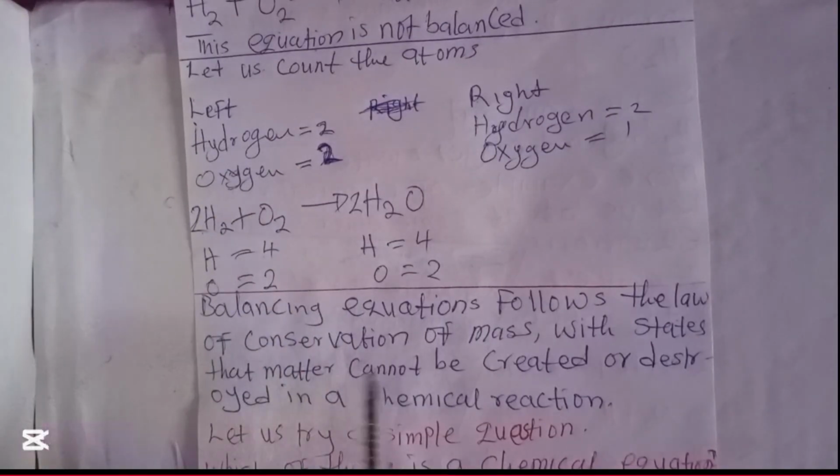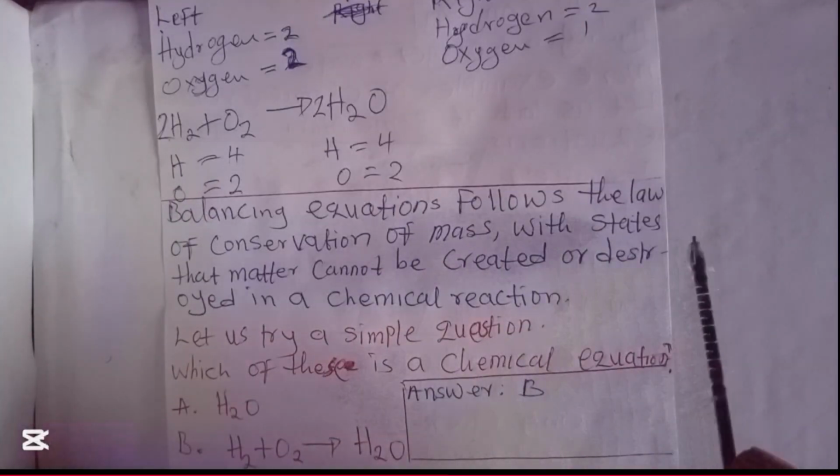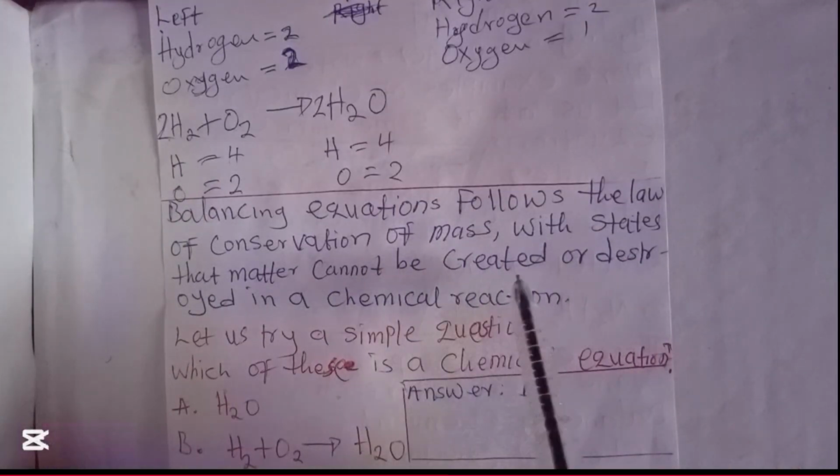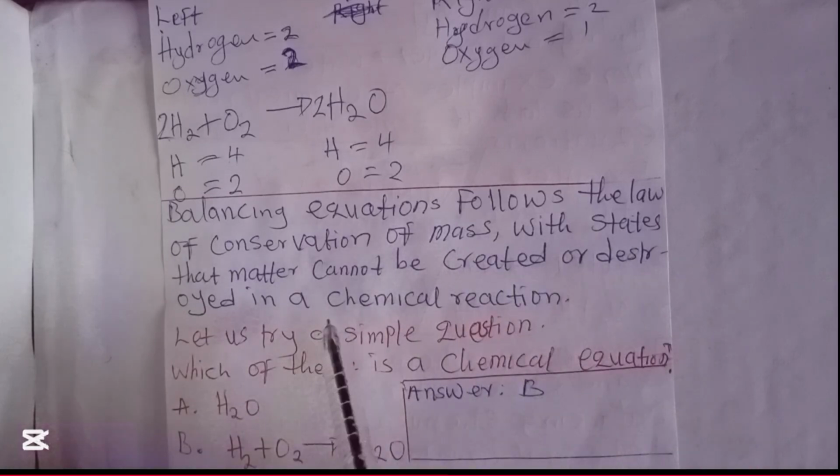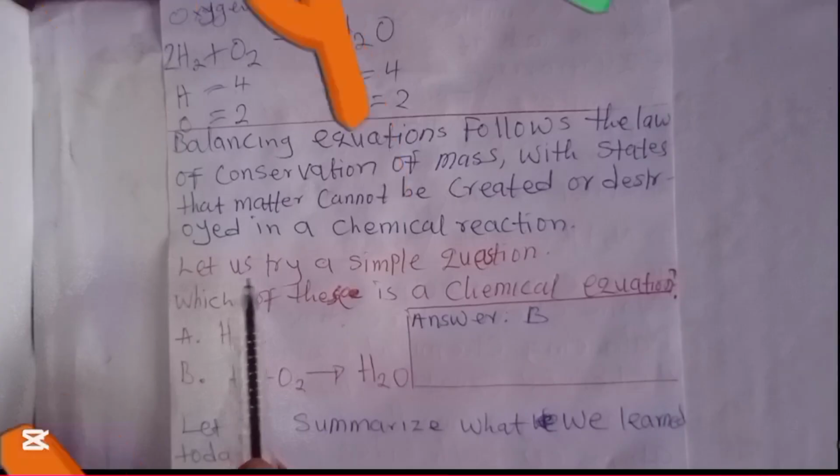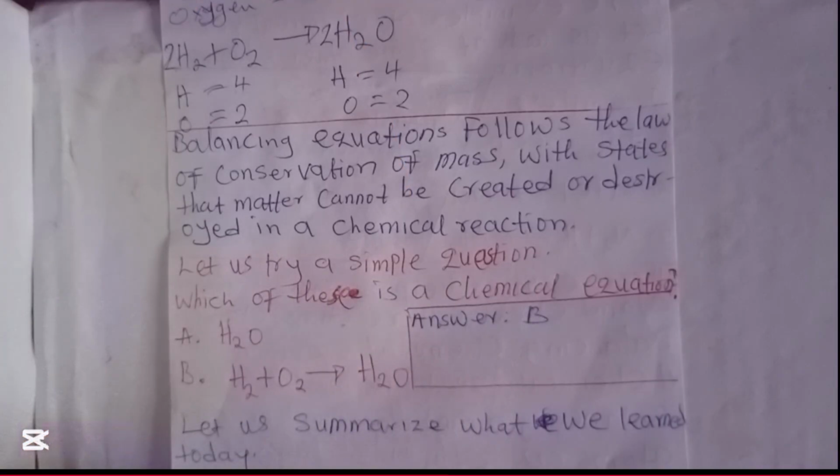Now, balancing equations follows the law of conservation of mass, which states that matter cannot be created or destroyed in a chemical reaction. Let us try a simple question. Which of these is a chemical equation? We have A, H2O. B, we have H2 plus O2 giving us H2O. Now, what will be your answer?